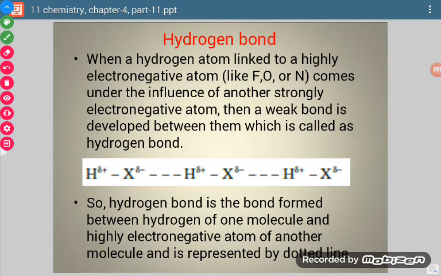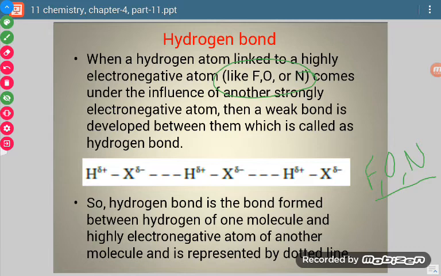Now what is hydrogen bond? When a hydrogen atom is linked to a highly electronegative atom, here you can remember FON, pronounced phone. F-O-N: F is fluorine, O is oxygen, N is nitrogen, and this is the order of their electronegativity also. Fluorine is the most electronegative element of the periodic table, oxygen is the second most electronegative element, and nitrogen is the third most electronegative element. So you have to remember this word, phone.